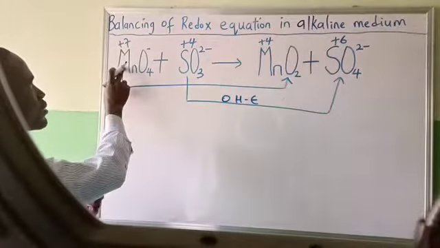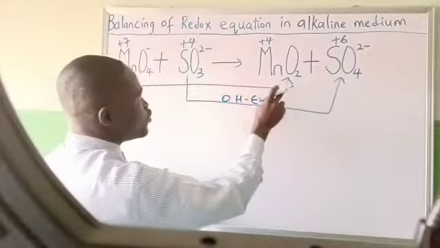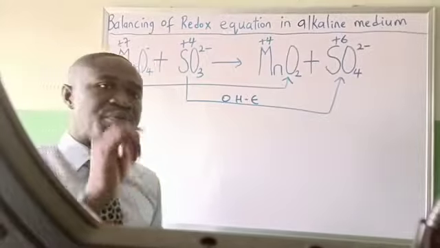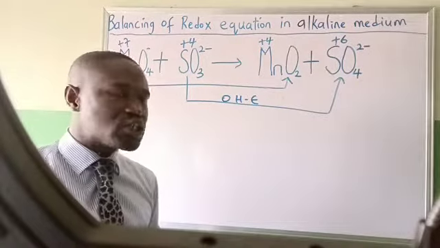Now this one, 7, is reduced to 4. And to sort this out, recall that reduction simply means decrease in oxidation number.